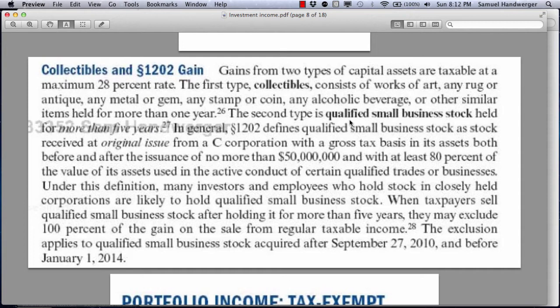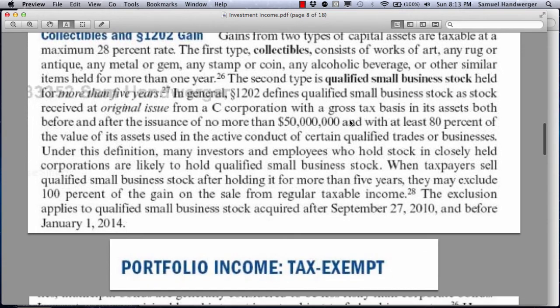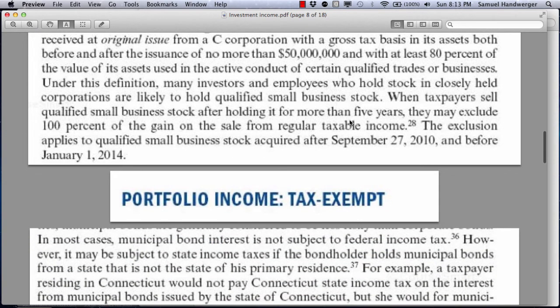Notice the qualified small business stock. If it's held for more than 5 years, it's subject to some special tax rates or tax deferral. Just read that and put it in the back of your head. I'm probably not asking too many questions on that, if any, but the main thing is to just know that it exists. We don't see it in practice too often, which is why I'm not emphasizing it. And also, you'll probably be aware of it through the brokerage house. They'll probably let you know, but just be aware of it nonetheless.